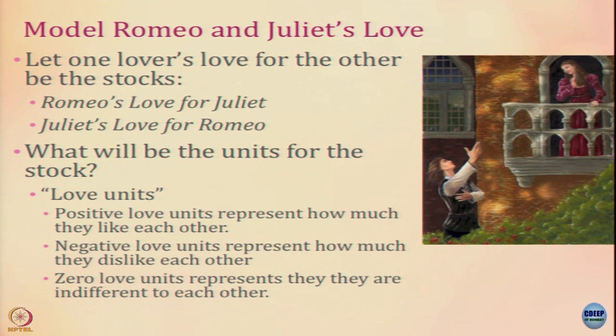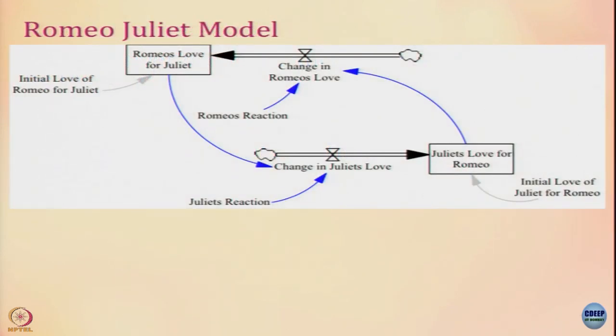We can represent it as a stock and flow diagram as shown here. So let us define two stocks, Romeo's love for Juliet and Juliet's love for Romeo. And of course, any flow that changes it, we simply call it changes in Romeo's love, and the changes in Juliet's love affects the stock of Juliet's love. Now you can observe, this is the basic, I think you can get it. The key thing that we have brought in is something called two parameters. One is Romeo's reaction and the second is Juliet's reaction, right?